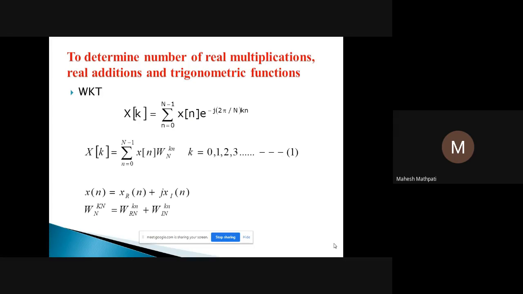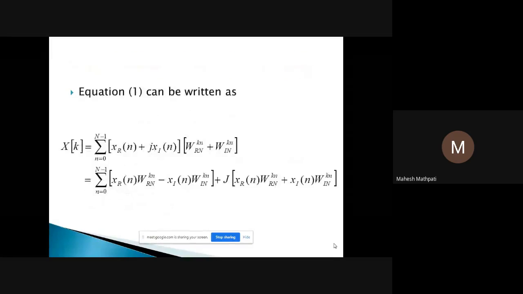Now let's write one more line. Equation 1 can be written as follows. I have substituted the value of x of n and omega n to the power kn, and separated the real numbers and the imaginary numbers. First I substituted the value of x of n and omega n to the power kn, and then separated the value in terms of the real number and the imaginary number.